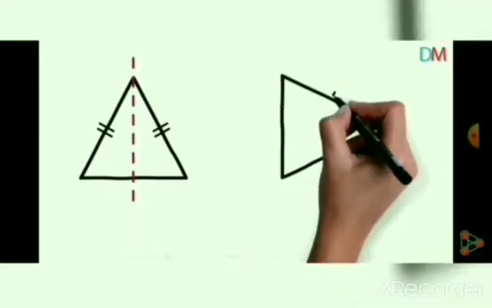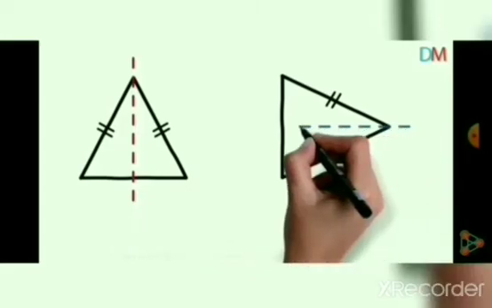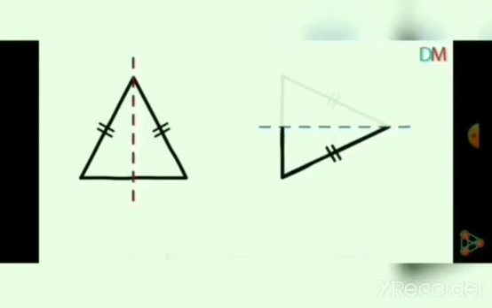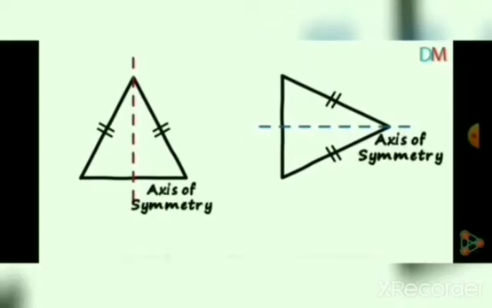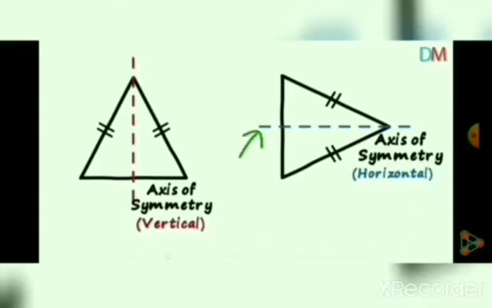Now let me take another triangle which looks in this way. How would we divide this triangle into two parts so that both match exactly when folded along the line? We have to draw one horizontal line like this, so we get two parts which match exactly when folded over one another. Both these lines are called axis of symmetry. The first triangle has a vertical axis of symmetry and the second triangle has a horizontal axis of symmetry.